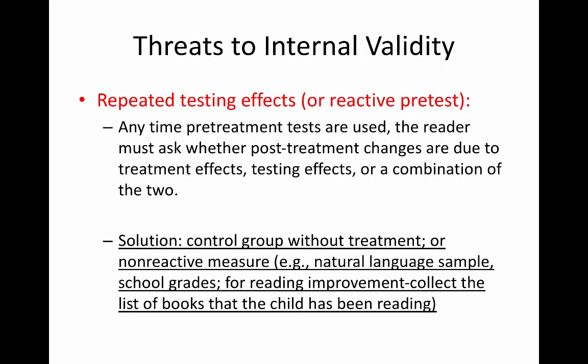So anytime a pretreatment is used, the reader must ask whether the post-treatment changes are due to the treatment effects, testing effects, or a combination of the two. One solution to this is to have a control group without treatment, or a non-reactive measure. For example, a language sample. For school grades and reading improvements, collect a list of books that the children have been reading. So something to avoid that pre-test.